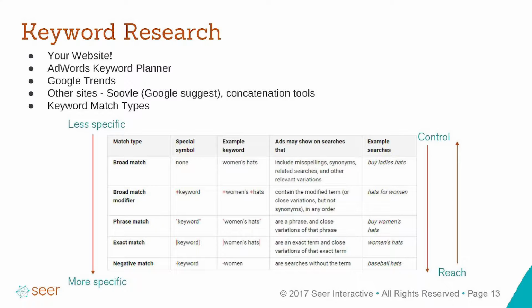Next up is Google Trends, which is just a way that you can see how popular certain terms could be and if they're worth adding to your account.